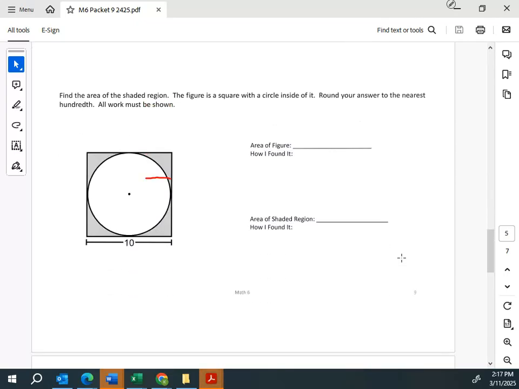Next page says find the area of the shaded region. The figure is a square with a circle inside of it. Round your answer to the nearest hundredth. All work must be shown.